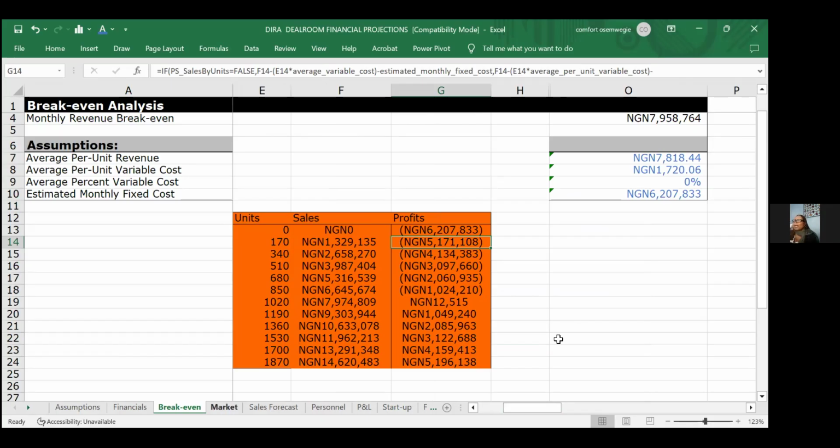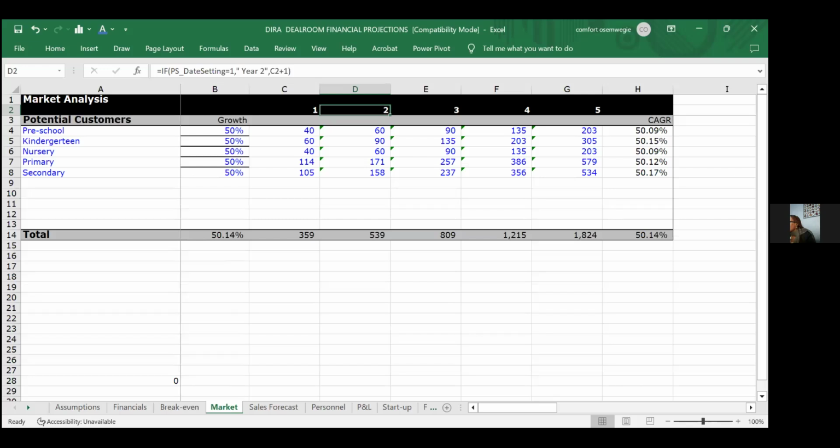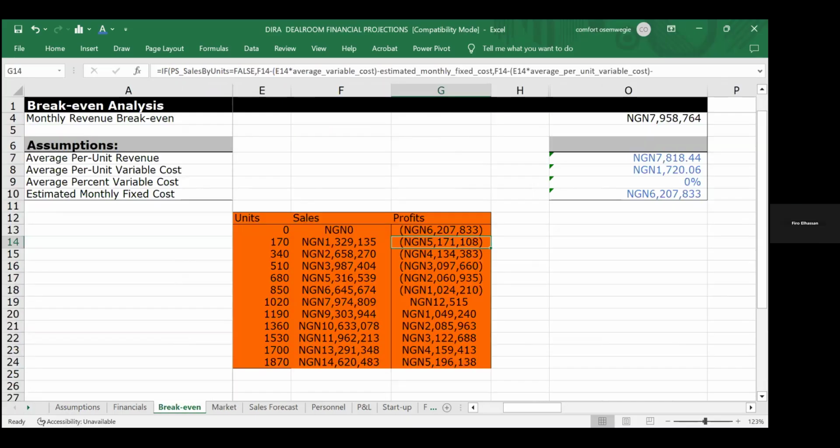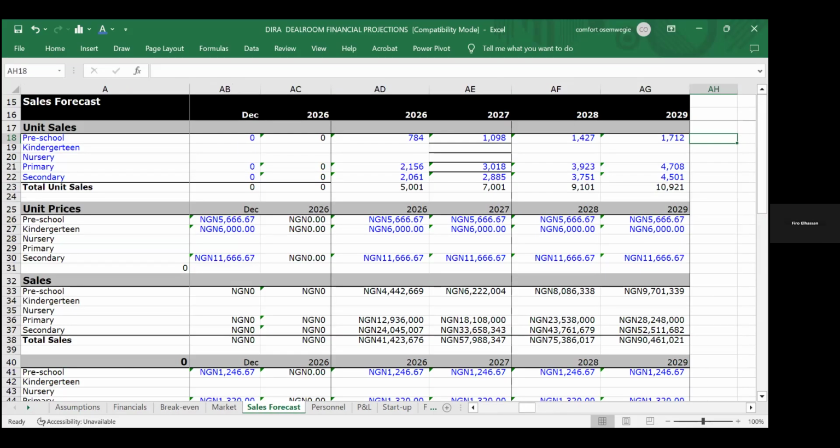Then we go to markets. When you key in your sales forecast, your personnel, your P&L, your startup, it will compute on its own.